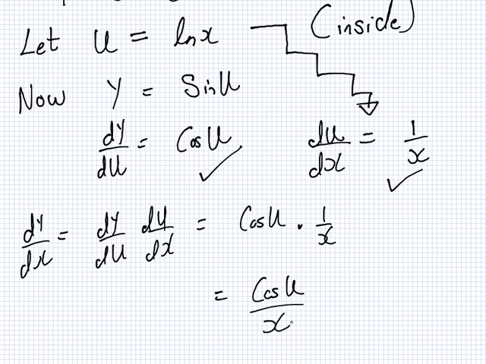Now I'm nearly finished. There's one thing left to do. What is the problem with my answer? I should only have x, and I can do that by remembering that u is log x. And that is the derivative of sine log x. It's cos log x over x.